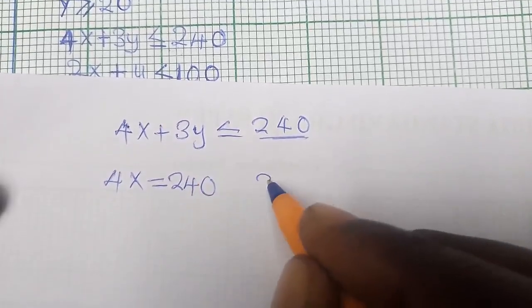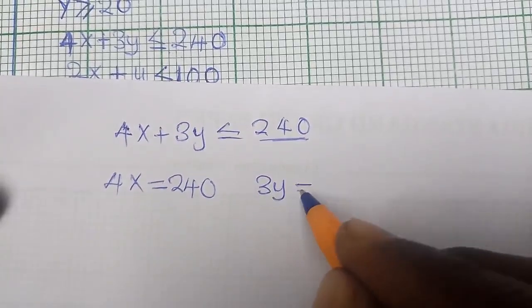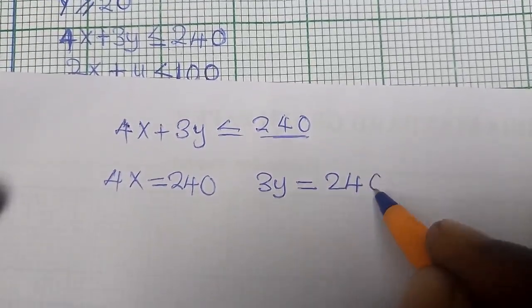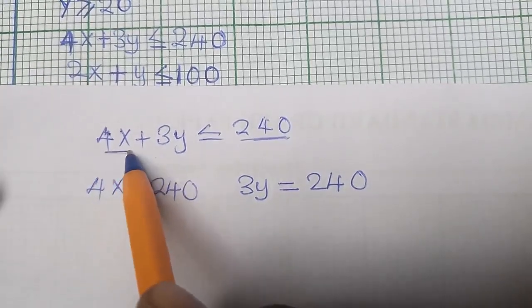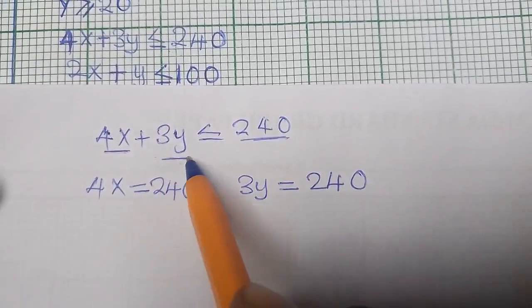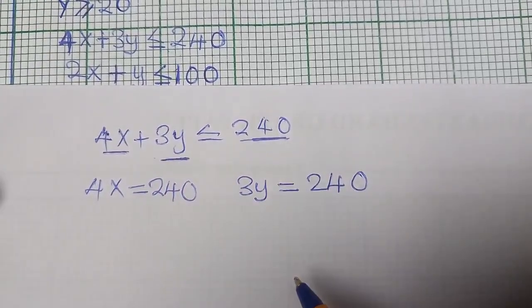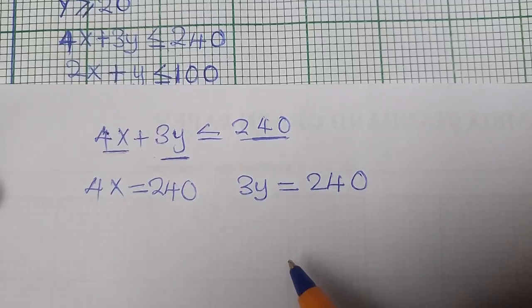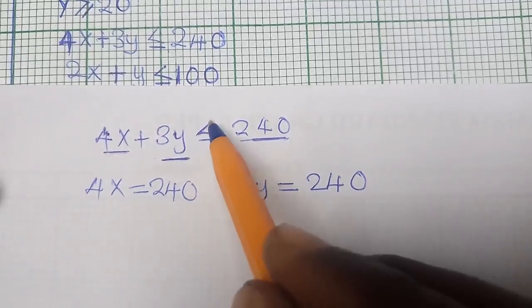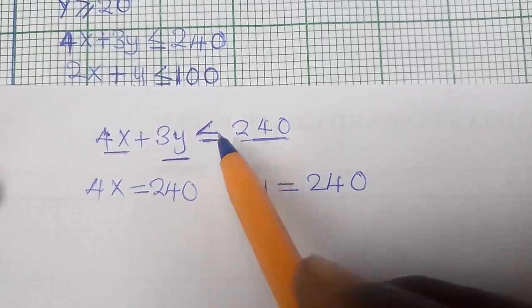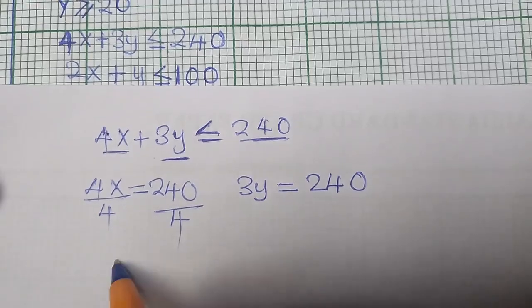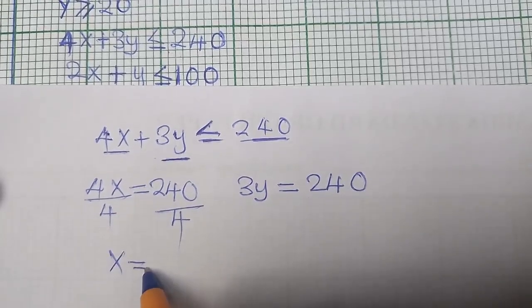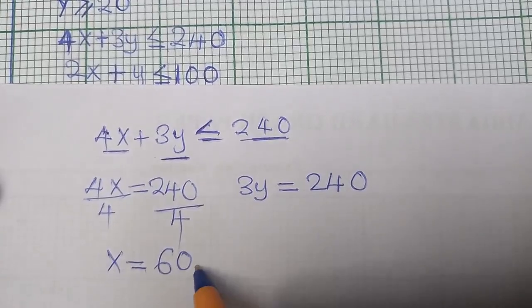You also get this one, 3y, and equate it to 240. So you get this one alone, you equate it to 240. You also get this one alone, you equate it to 240. This is what you need to do. Here this is less than or equal to. So if you divide by 4 there, what are you getting? X will be equal to 60.